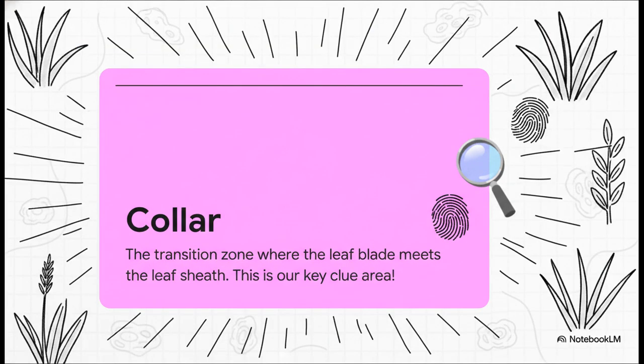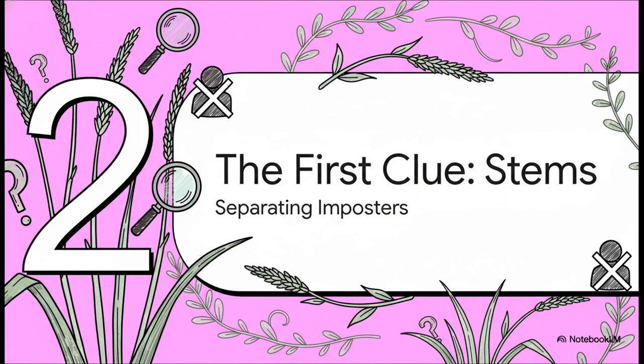And that brings us to, honestly, the most important part of our whole investigation, the collar. This is the junction, that little transition zone where the blade and the sheath meet. And this is what's so crucial to remember. This tiny little area is where we're going to find most of the identifying fingerprints. But hold on. Before we get to those fingerprints, we've got to make sure we're not chasing the wrong suspect.